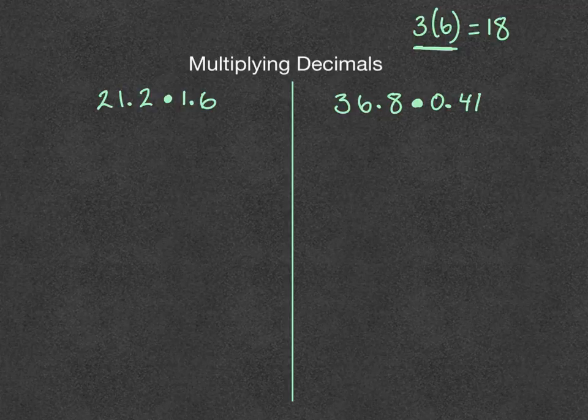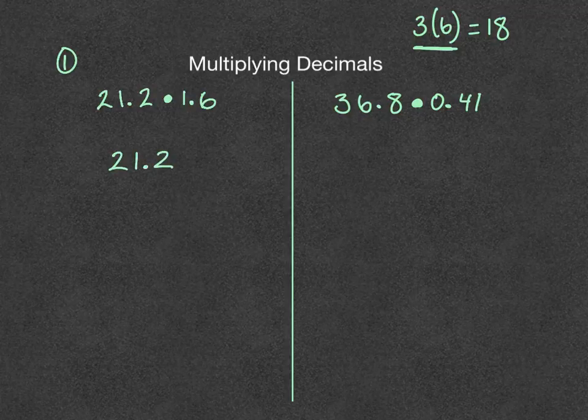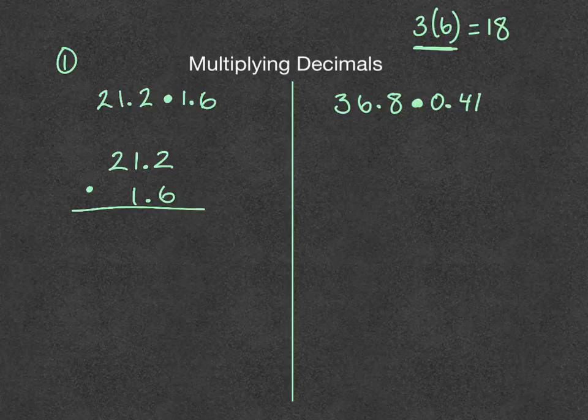So for problem number 1 here, I have 21 and 2/10 times 1 and 6/10. When we're multiplying with decimals, we do not have to line up the decimals because our place value is going to be determined at the end. We'll see for this problem, the decimals just happen to line up when we put the numbers down. So we're just going to multiply this like we normally would if they were just whole numbers.